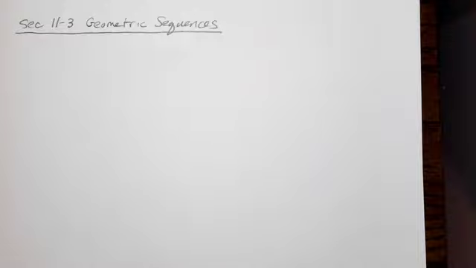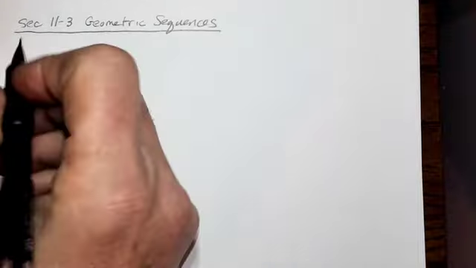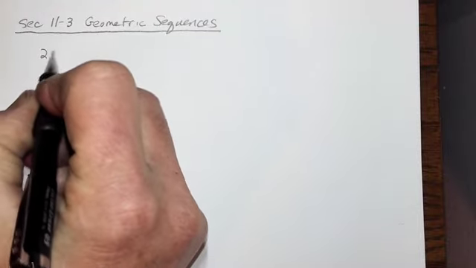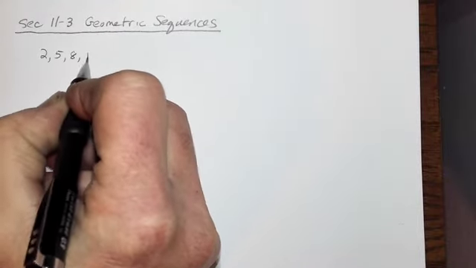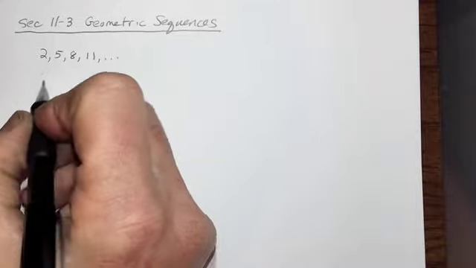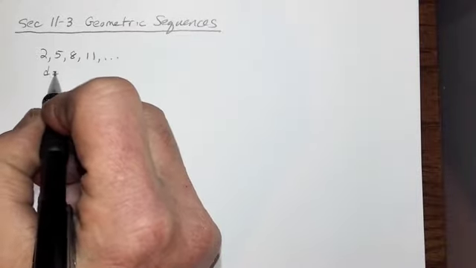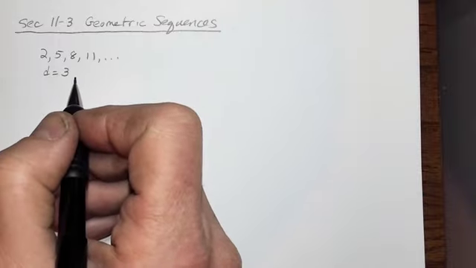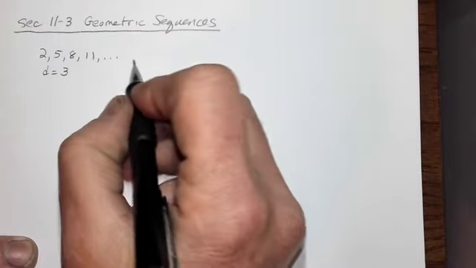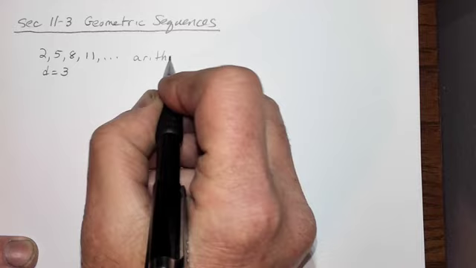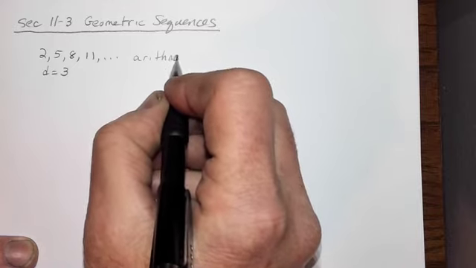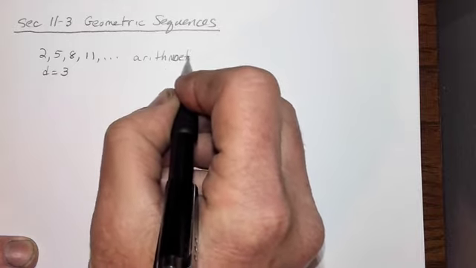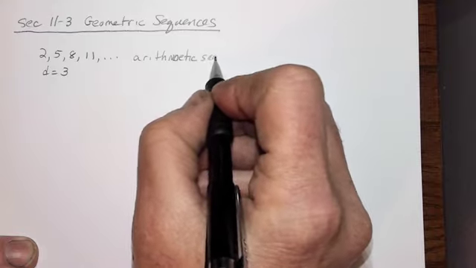We're going to look at geometric sequences. We've already looked at arithmetic sequences, one like 2, 5, 8, 11, and so on, where there was a common difference of 3. We added something each time to get the next term. Those were arithmetic sequences.